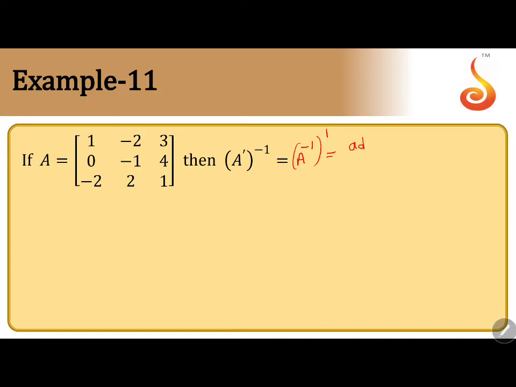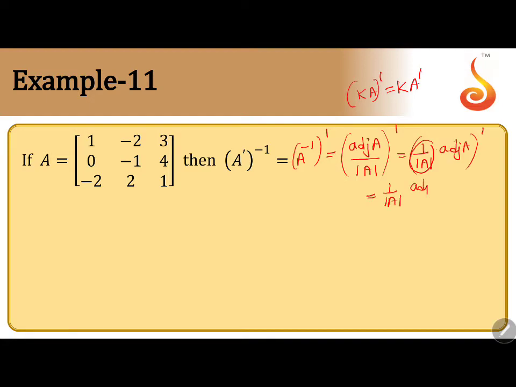But what is the A inverse formula? Adjoint A by det A, whole dash. Here adjoint A is a matrix, det A is a scalar. That means it is 1 by det A into (adjoint A)'. So we have a property of transpose: K into (A)' is equal to K into A', because K is a scalar that can be taken outside. Here 1 by det A is a scalar quantity, so it can be taken outside. So 1 by det A into (adjoint of A)'.